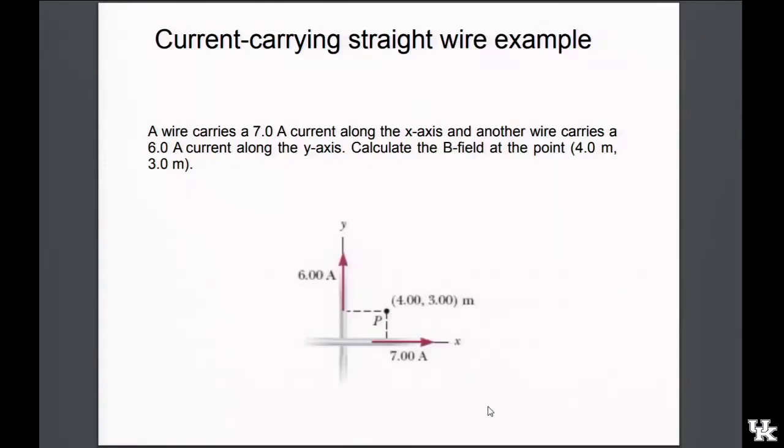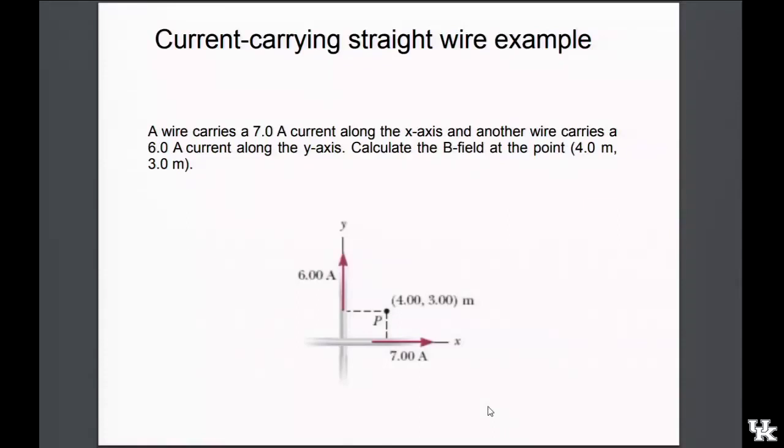Here's a little question in which we can use an understanding now of a current-carrying straight wire. In this question, we're told that we've got two current-carrying straight wires. One of them is carrying a current along the x-axis, and one is carrying a current along the y-axis. The one along the x-axis is 7 amps. The other one along the y-axis is 6 amps. Based on that, we're going to calculate the magnetic field at some particular point in this xy plane that has the coordinates, we're told, 4 meters, 3 meters. X is 4 meters, and y is 3 meters. And so let's go ahead and solve this problem.